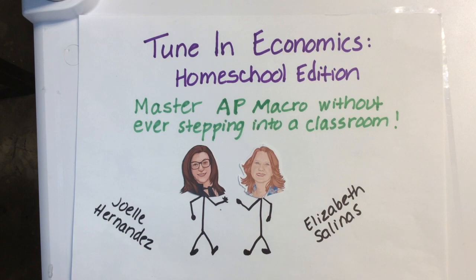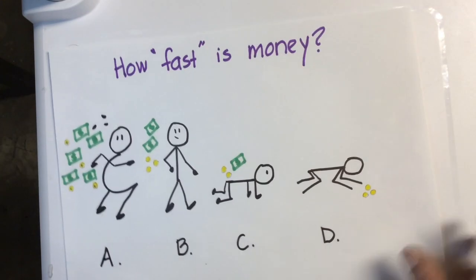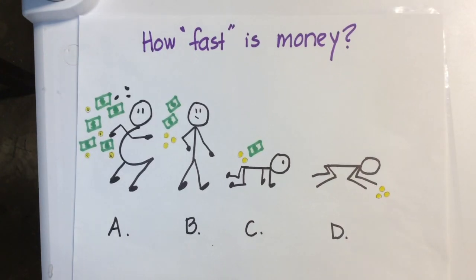So let's start today with a quick quiz. The question is, how fast is money? Is it running, walking, crawling, or lying on its side in the fetal position? The answer, just like a lot of things in economics, is it depends. It depends on a lot of things, like what the economy is actually doing. I would say the answer is not A, B, C, or D, but actually B.